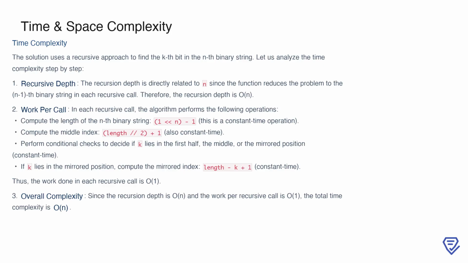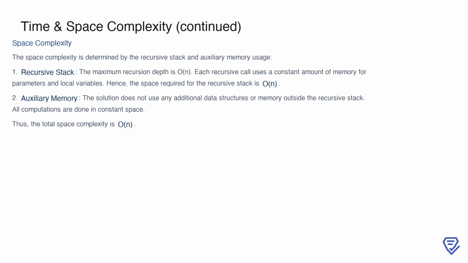Even computing the mirrored index, when required, is also a constant time operation. Since the depth of recursion is O(n), and each call involves O(1) work, the overall time complexity of the solution is O(n). Now we turn to the space complexity. The primary contributor here is the recursive stack. With the recursion depth being O(n), and each call requiring a constant amount of memory for parameters and local variables, the space used by the recursive stack is O(n).